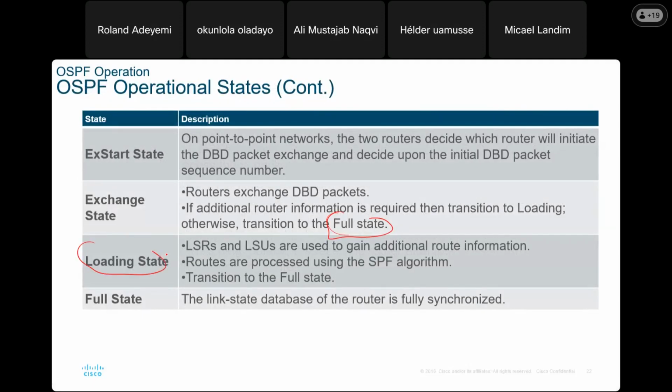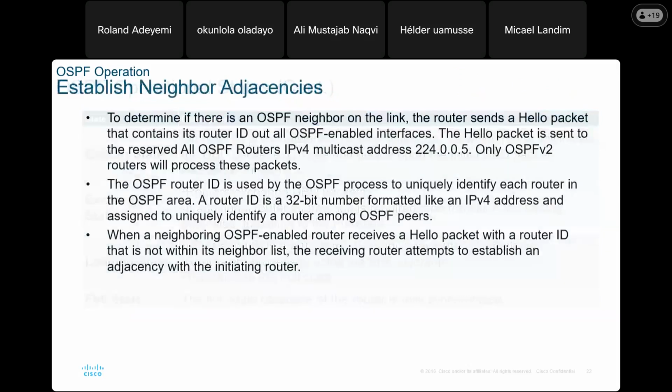But at the loading stage, what does that mean? You still have some more information you are looking for. You send a link state request, and then you get a link state update to get the additional information. When you have gotten whatever you are looking for, you transition to full state. This is what goes on behind the scenes before you see two routers form neighbors and begin to exchange information between themselves. They get these things done using hello packets, database packets, and all of these things. So you can watch the video again from the Academy platform.